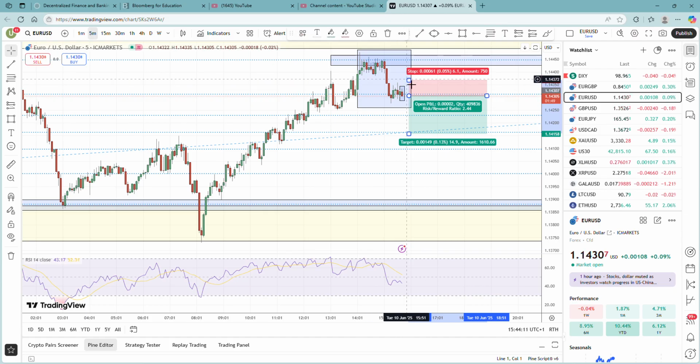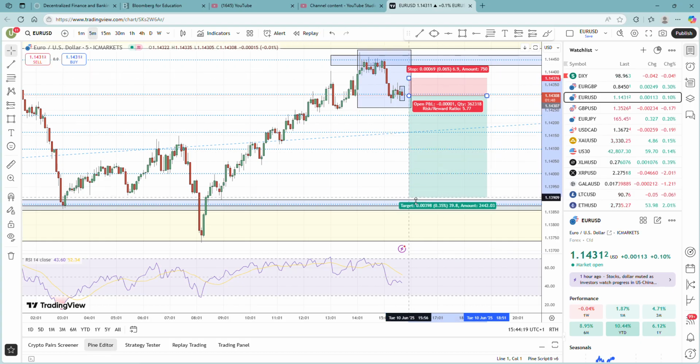Stop loss just above. So let's just say stop loss is just above this lower high. So let's just say it's 6 pips, 7 pips risk to make 40 pips. So your risk to reward ratio is 1 to 5, 1 to 6. That's really good. So what we'll do is we'll enter this trade right now.